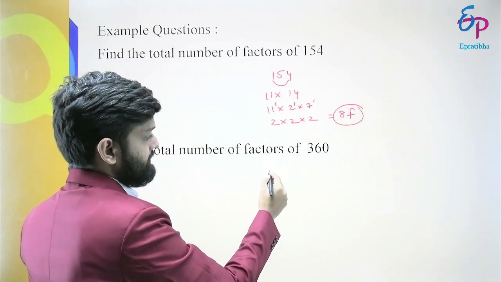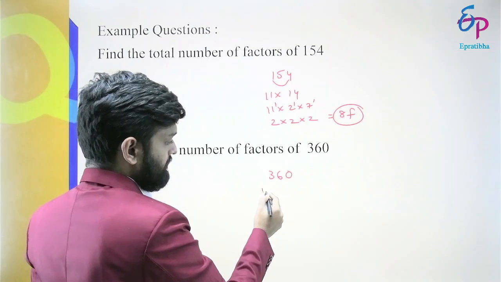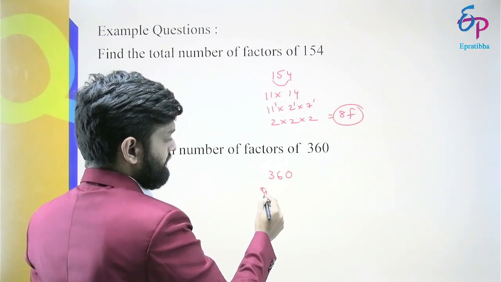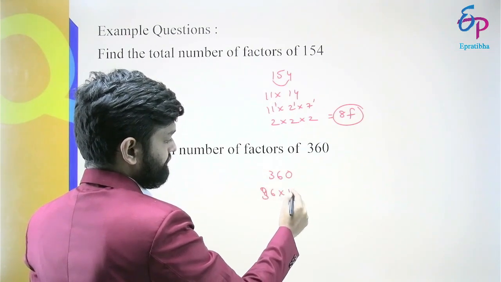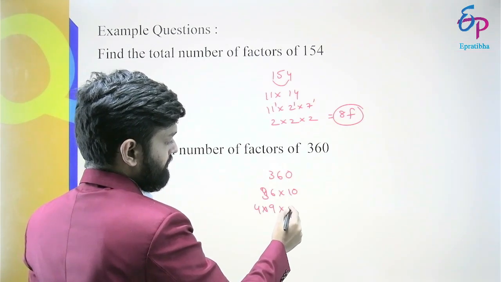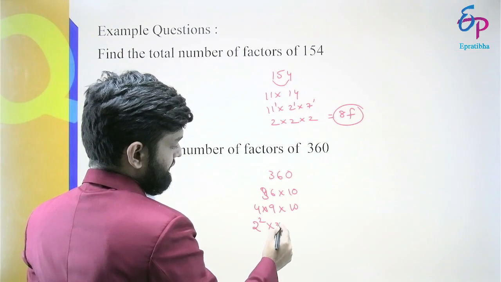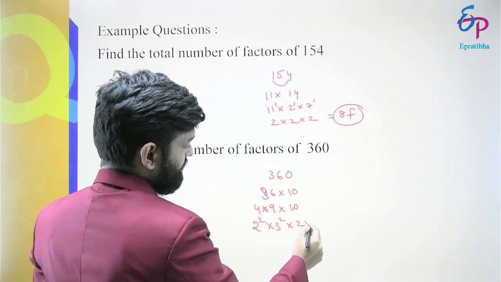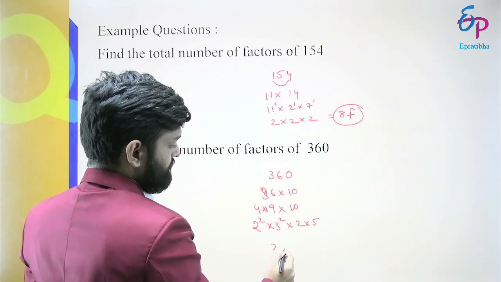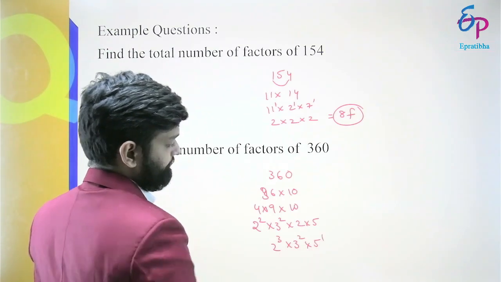Now what is it for 360? I think we have solved 360, but we'll solve it again. Let's say this is 36 into 10. We would take this as 4 into 9 into 10. Now this is 2 square into 3 square into 2 into 5. So this is 2 cube into 3 square into 5 power 1.